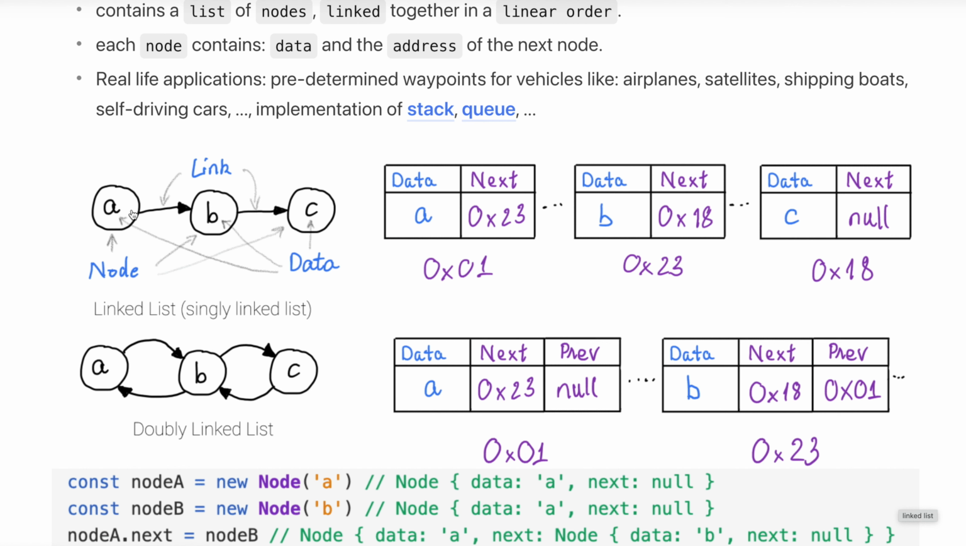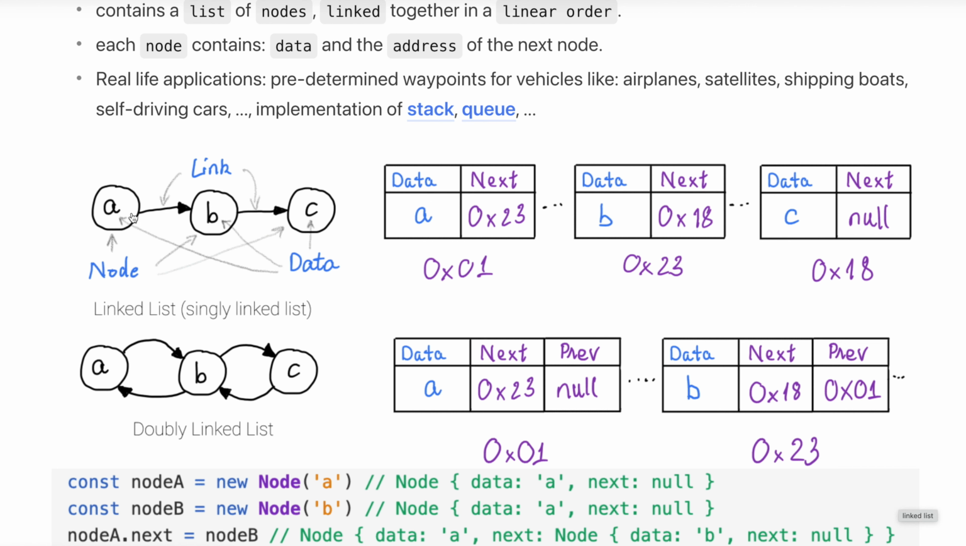The linked list contains a list of nodes that are linked together in a linear order. You can have as many nodes as you want in the list. Each of the nodes contains the data. For example, this one contains the data of the letter A, this node contains the data of the letter B, and this node is letter C.